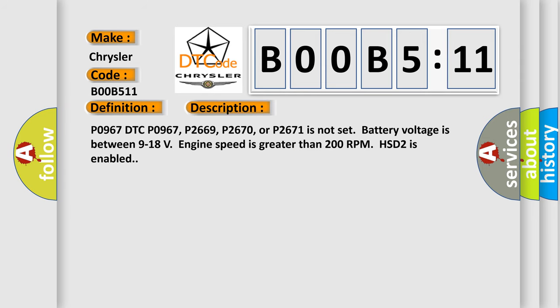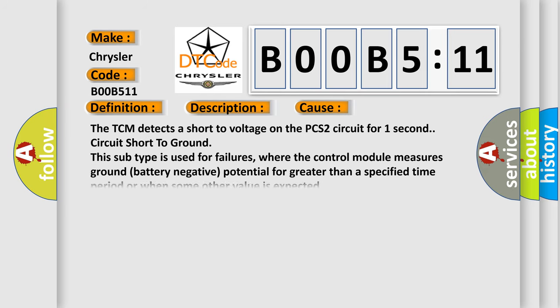DTC P0967, P2669, P2670, or P2671 is not set. Battery voltage is between 9 to 18 volts. Engine speed is greater than 200 rpm. HSD2 is enabled. This diagnostic error occurs most often in these cases.